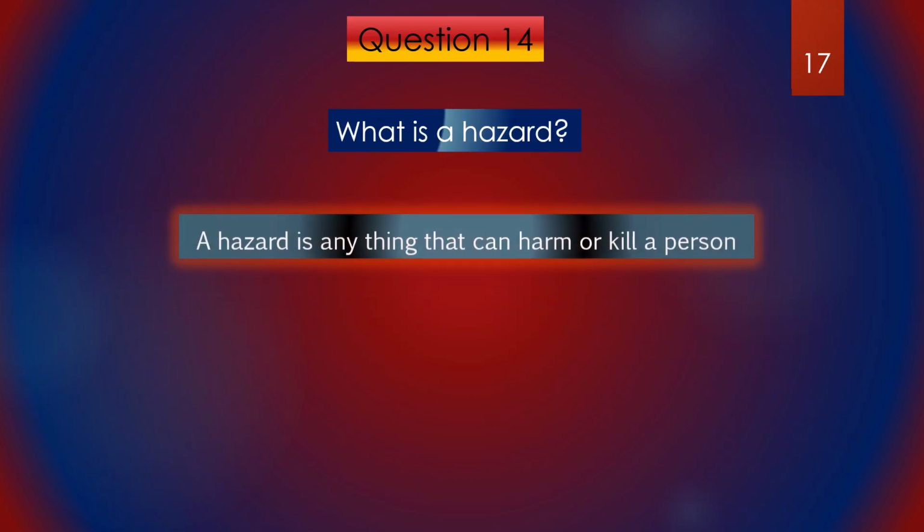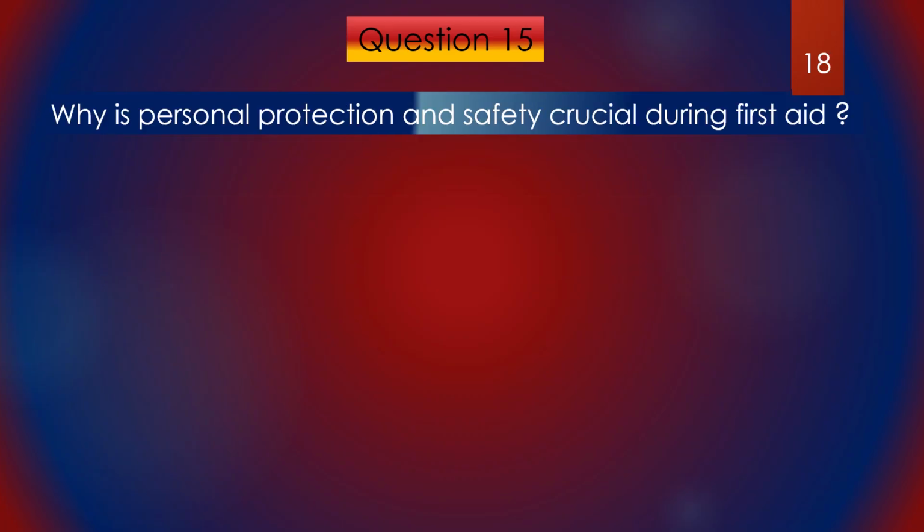What is a hazard? A hazard is anything that can cause harm or kill a person. Anything that can cause harm or lead to death. That is a hazard. Hazards are everywhere, at home, on the road, at a place of work. So that thing that can cause harm or death is called a hazard.